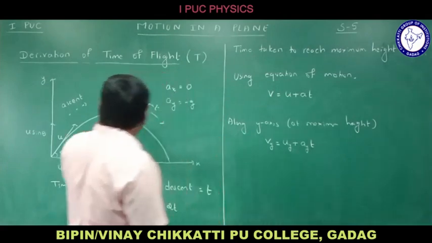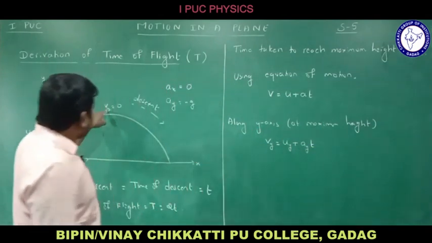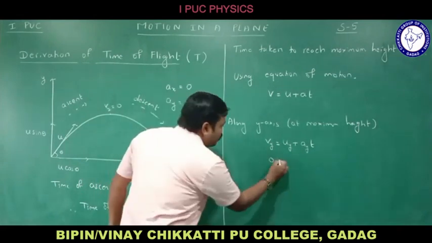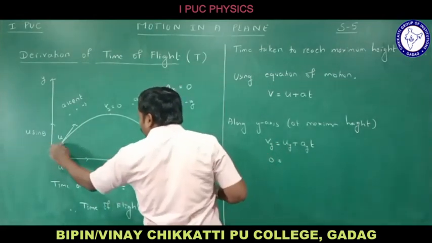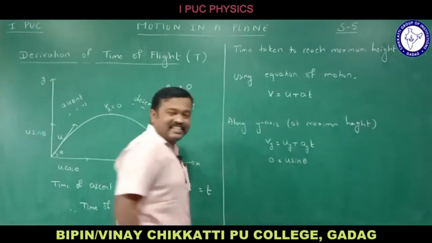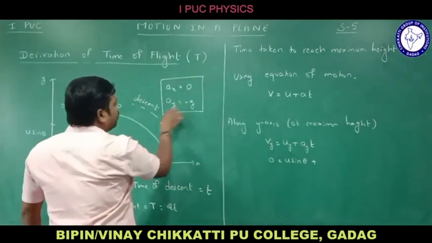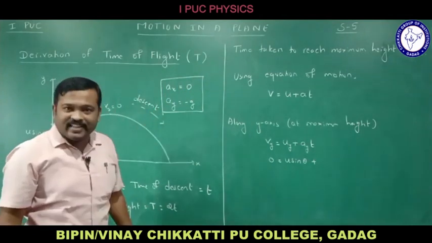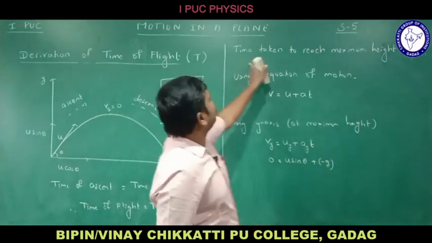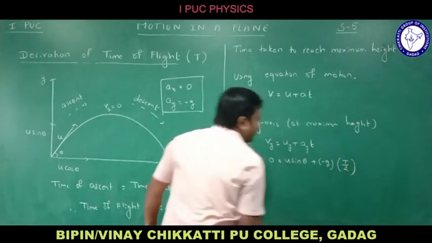What is vy at the maximum height? Velocity at maximum height along the y-axis is 0. That is equal to uy, the initial velocity along the y-axis, which is u sine theta, plus ay. We know ay is the same for all projectile motion, that is minus g. And the time taken to reach the maximum height is T by 2. So I write T divided by 2.